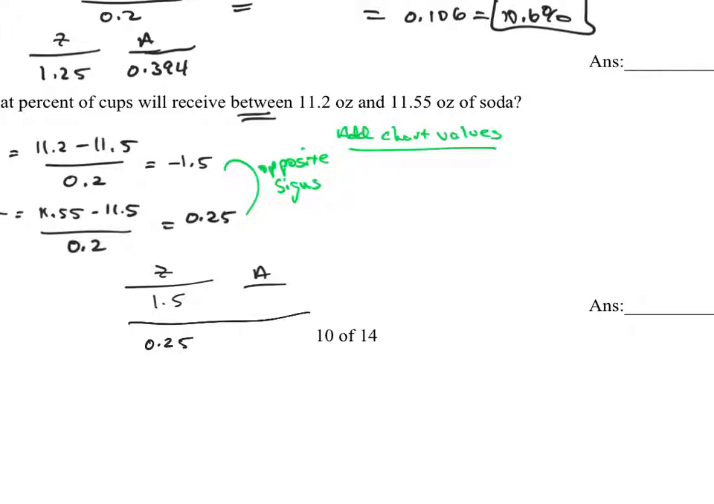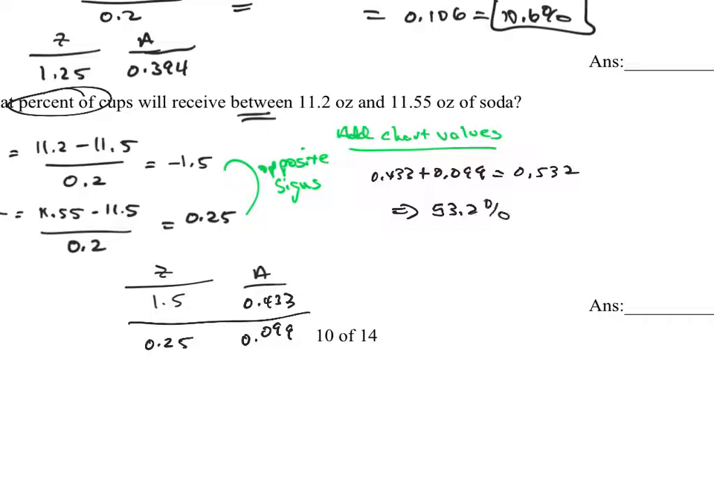When I'm looking at the chart, again, this is the chart on page 8 of the notes. 1.5, I'm getting an area from the chart of 0.433. And at 0.25, I was getting 0.099. So those were my two areas. Again, what am I doing with these two areas? I'm going to add them together. So 0.433 plus 0.099. Add those together, I'm getting 0.532. Please check my math. That's the decimal version. It wanted the percent. So converting that to a percent, I would have 53.2%. I hope that makes sense for you.